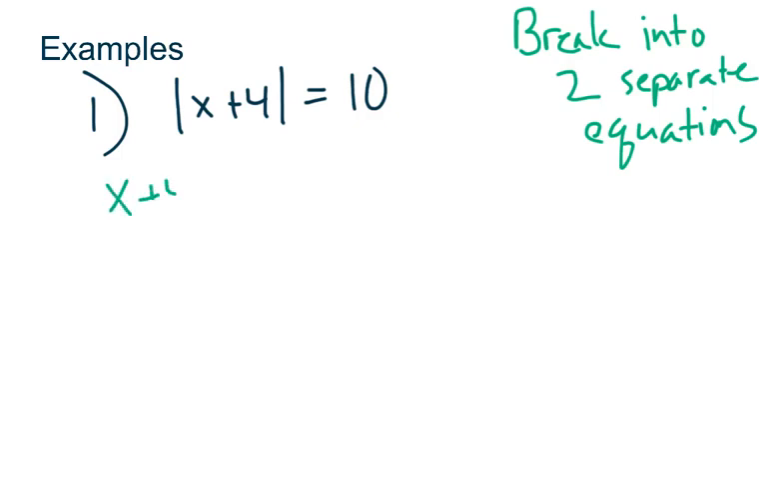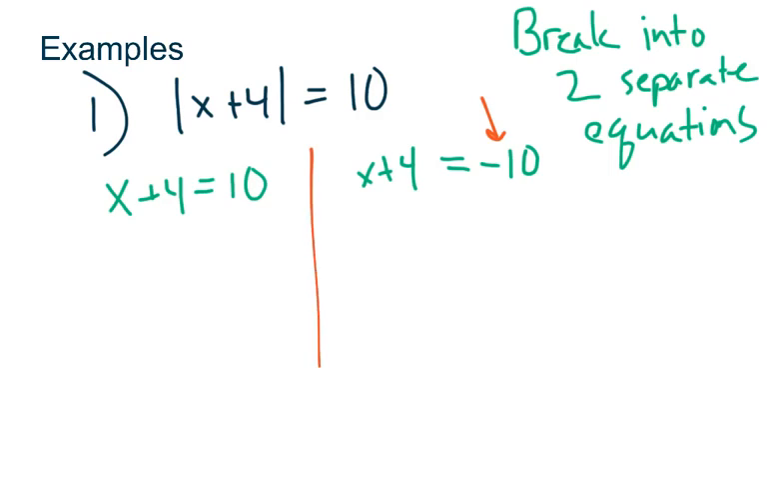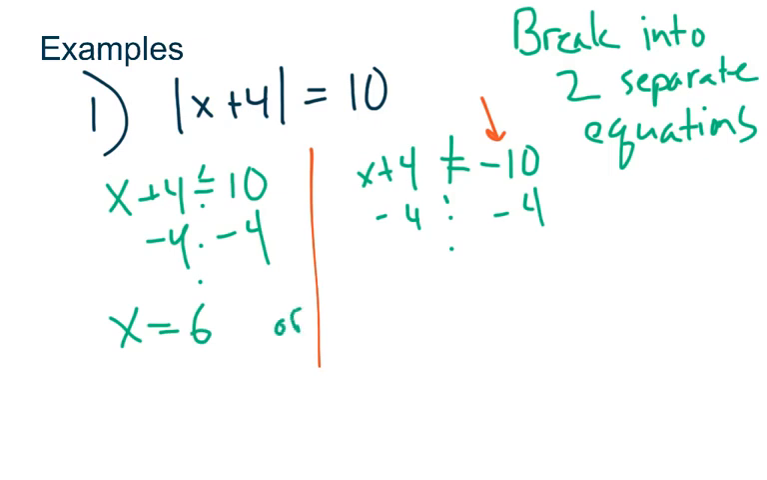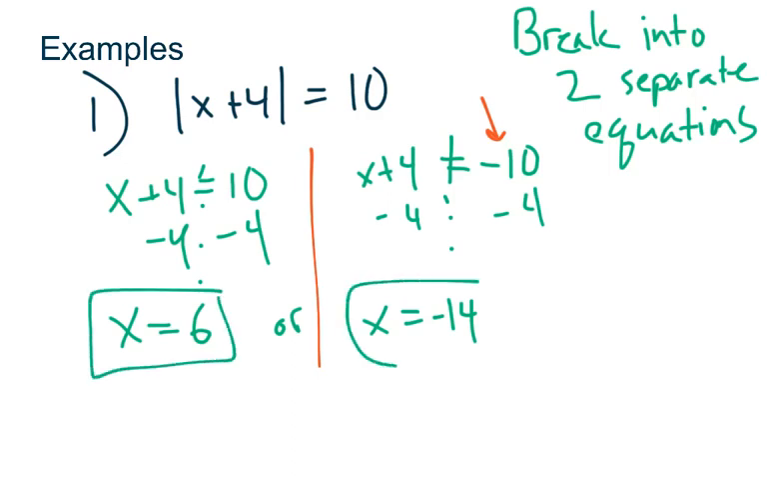First, we'll just take the equation as it is, but without the absolute value bars. Second, we take the absolute value equation, but what we're going to do is change what's on the other side. We're going to make this negative. And so these form the basis of our two equations. Now, we just work with each one of these separately. So subtract 4 from both sides, subtract 4 from both sides. And we end up getting x = 6, or x = -14.